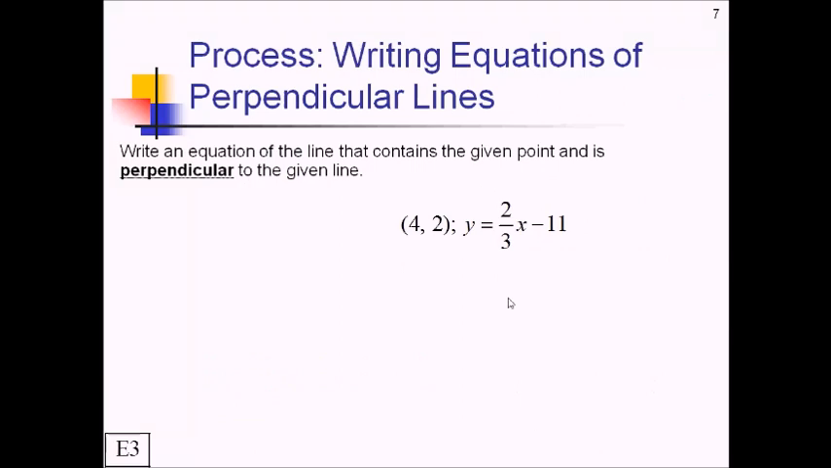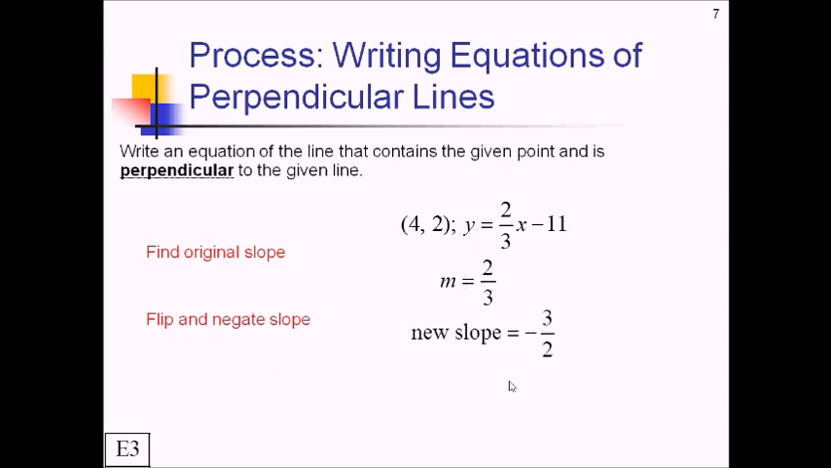Let's try out a problem where we get a perpendicular equation. So we've got this point and this equation. Just like finding parallel equations, we have to figure out the original slope first. So that'll be 2/3 in this case. But now the difference between this and parallel lines is we're not going to use the original slope. We're going to use the opposite reciprocal, flip and negate that slope. So we're turning this upside down and making it negative. So -3 over 2 is what we'll use in point slope this time around. So we'll have y minus 2 equals -3 over 2 parentheses x minus 4.